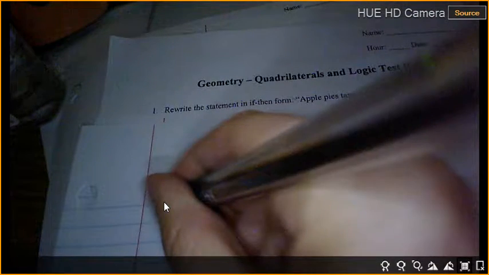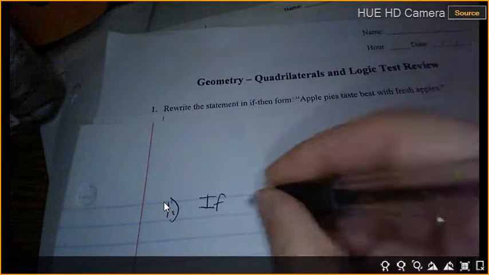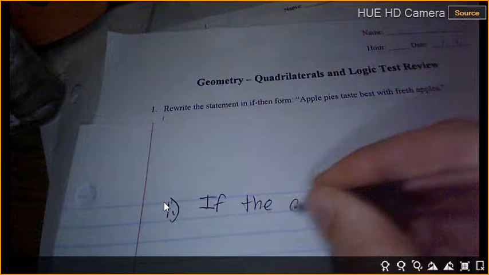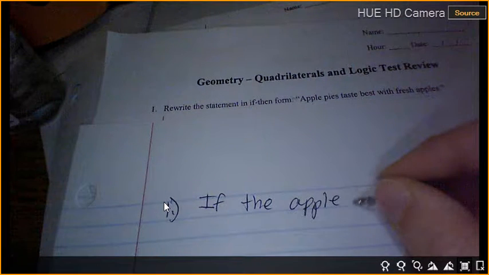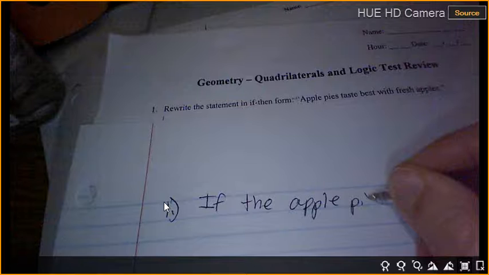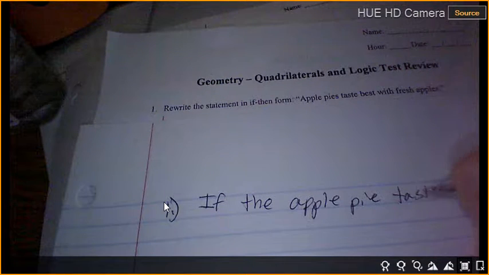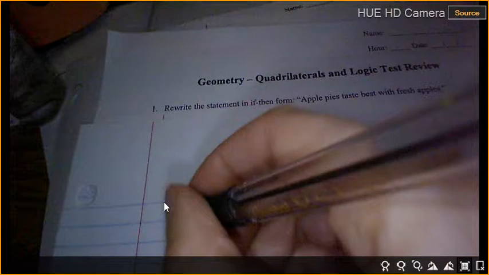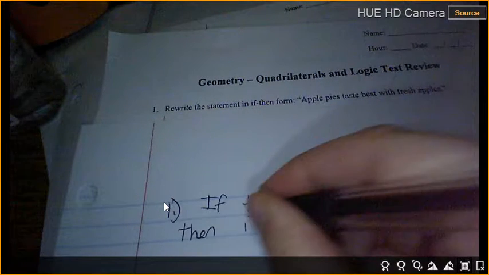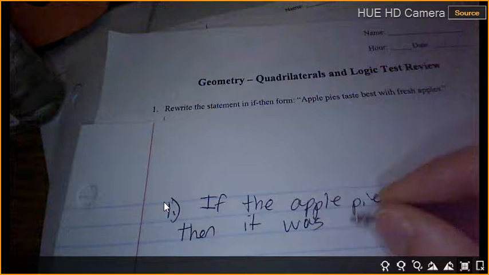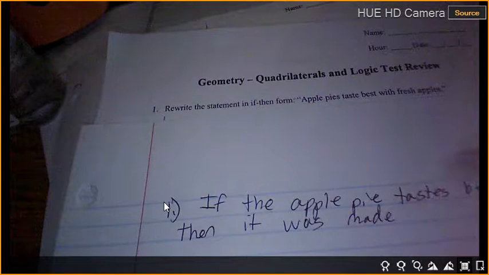Number 1, if the apple pie tastes best, then it was made with fresh apples.